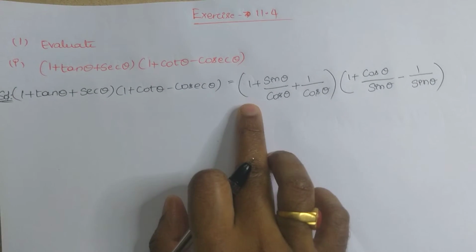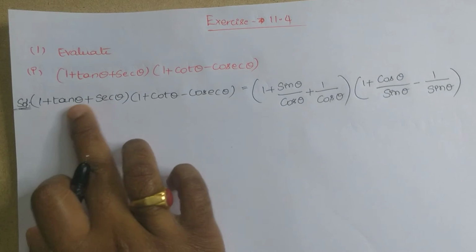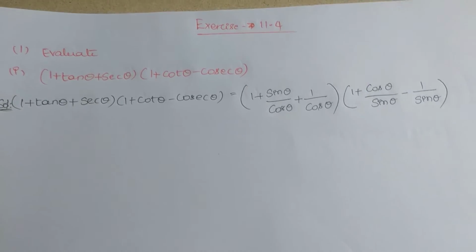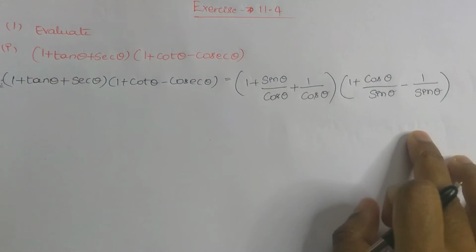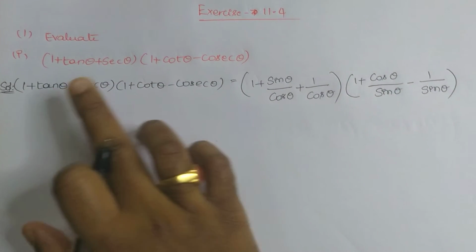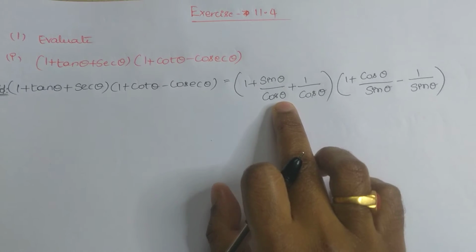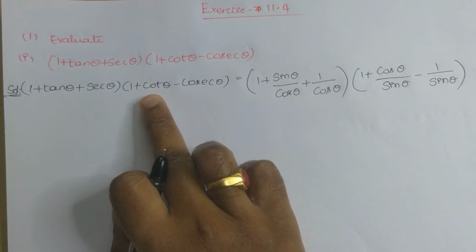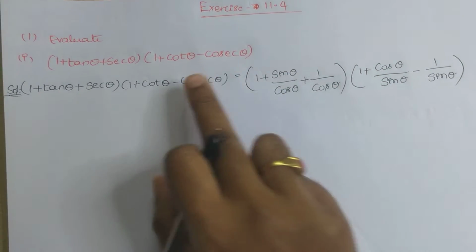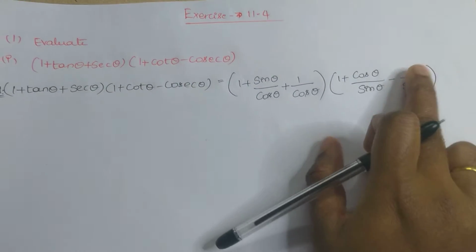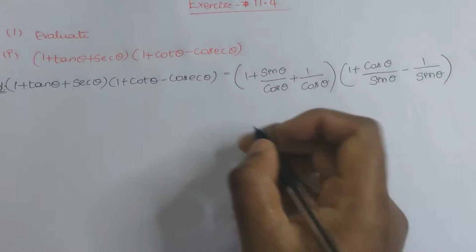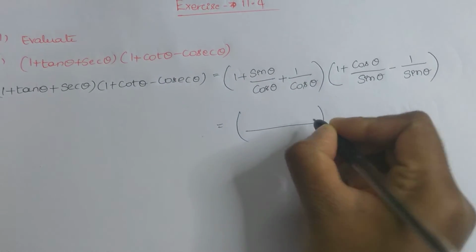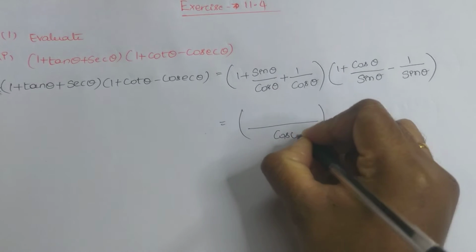So here what I did, I have just converted all the trigonometric terms in terms of sine and cos. It means tan theta can be written as sin theta by cos theta, secant theta can be written as 1 by cos theta, cot theta can be written as cos theta by sin theta, cosecant theta can be written as 1 by sin theta. Clear? So after this, in this bracket, I will take cos theta as LCM.